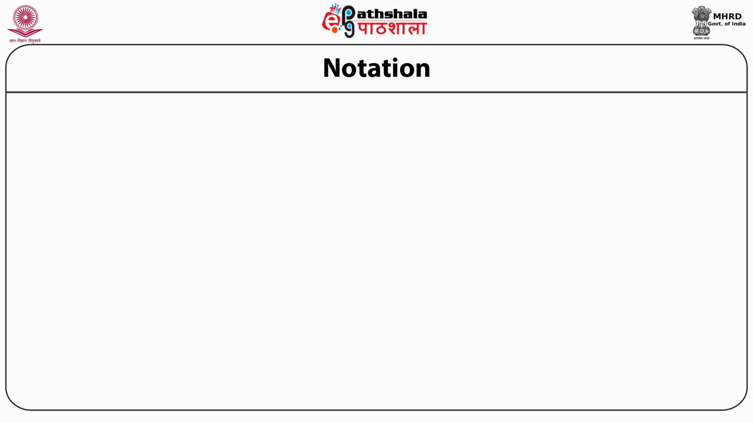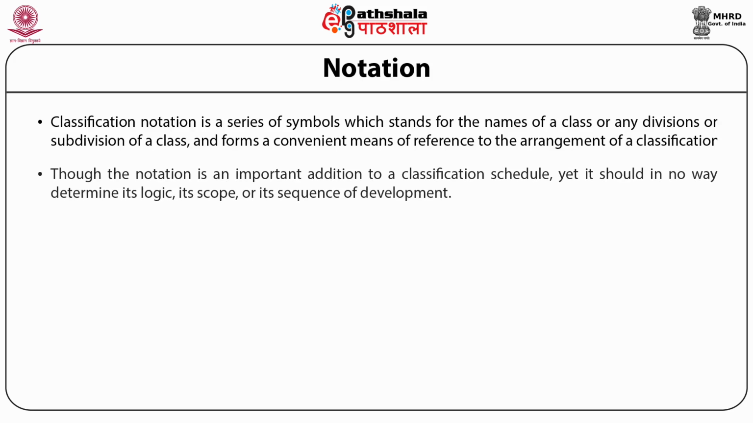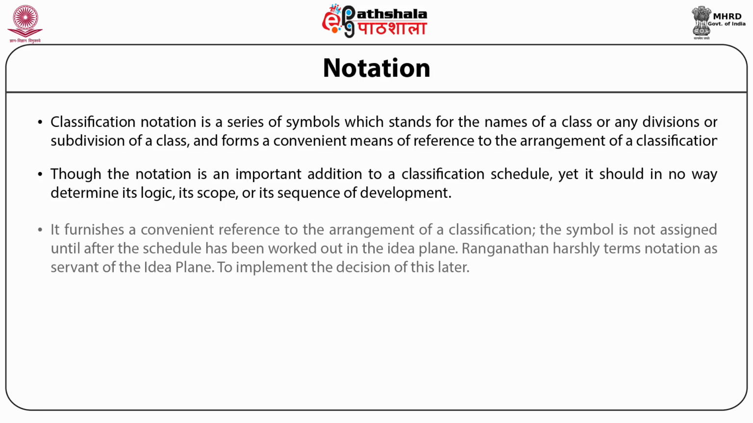Another component in the schedule is the notation. Notation can be an independent component of a library classification because mostly library classifications are recognized by the notation used. Classification notation is a series of symbols which stands for the names of classes or any divisions or subdivisions of a class and forms a convenient means of reference to the arrangement of classification. Though the notation is an important addition to classification schedules, yet it should in no way determine its logic, its scope, or its sequence of development.